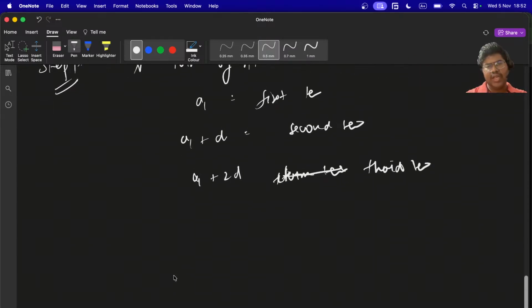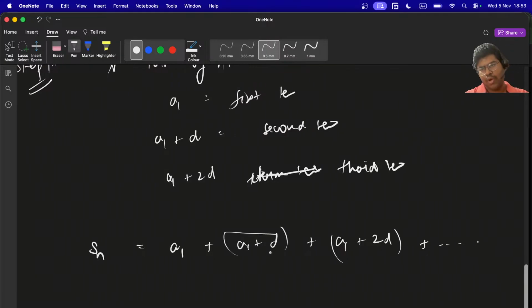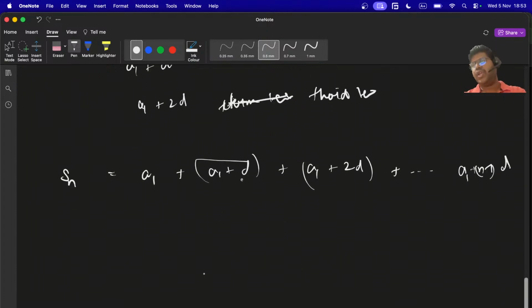So what can I write? I can write Sn equals a1 plus a1 plus d, then a1 plus 2d, and so on up to a1 plus n minus 1 times d. So I can simply add up the terms. Now this is the first equation.